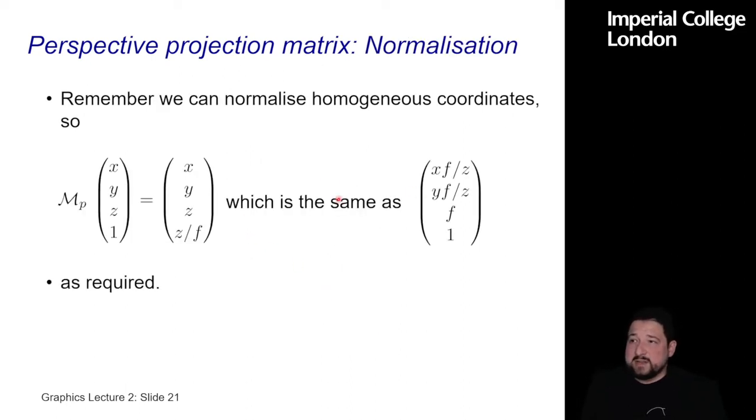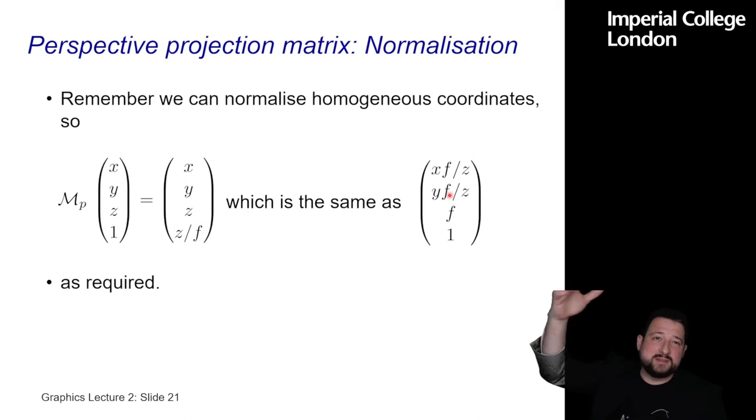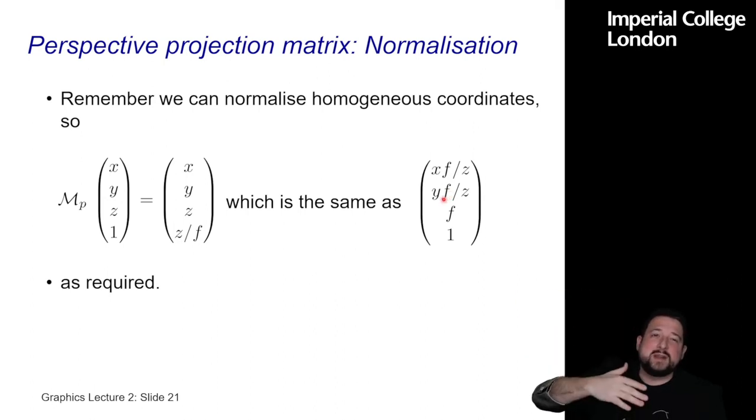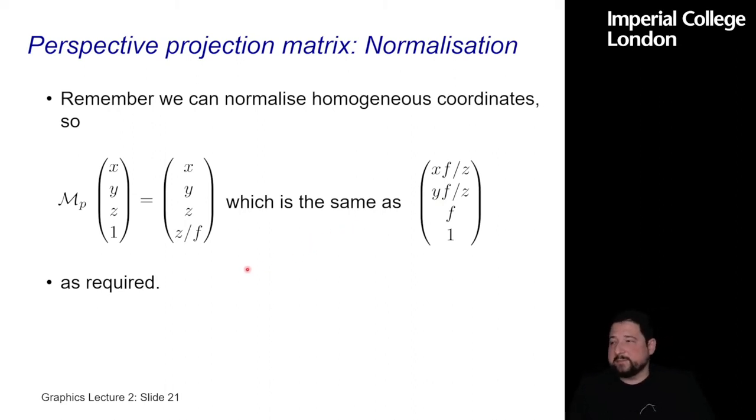So we can normalize this back. If we divide by this, we get x times f over z, y times f over z, and f. So f, we knew, is the component. This is the scale factor. So apparently it depends on how far something is away and how far the f plane is away from our origin. This is something we already intuitively worked out in the last set of slides.